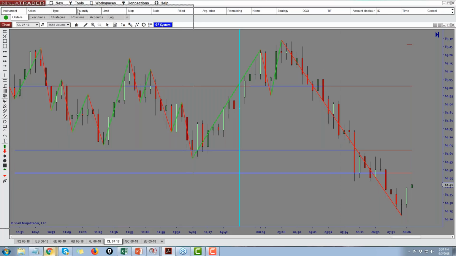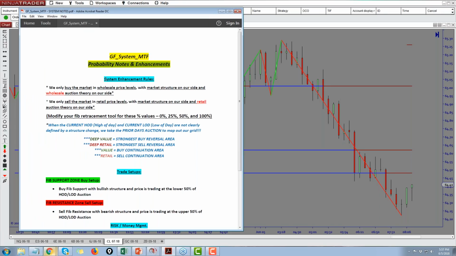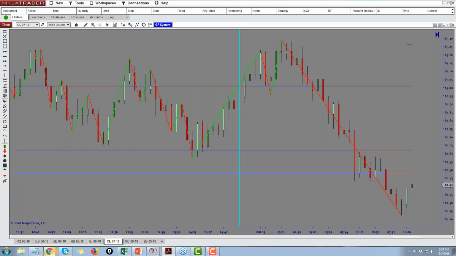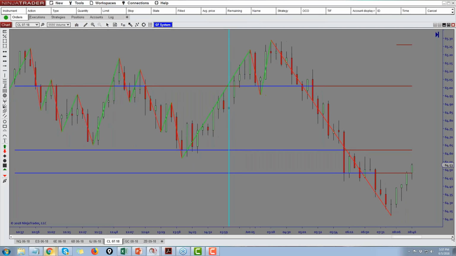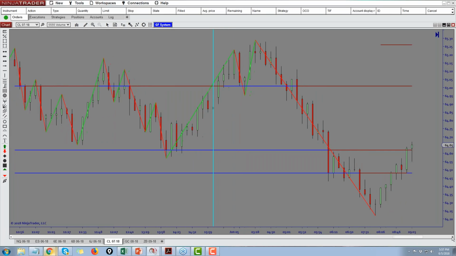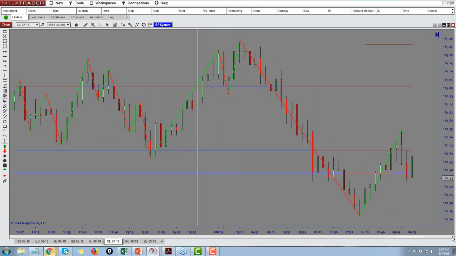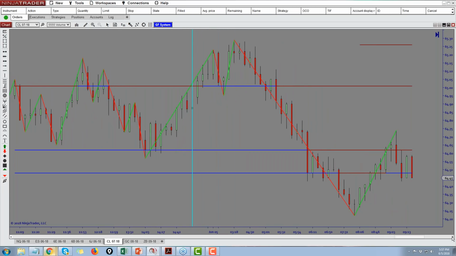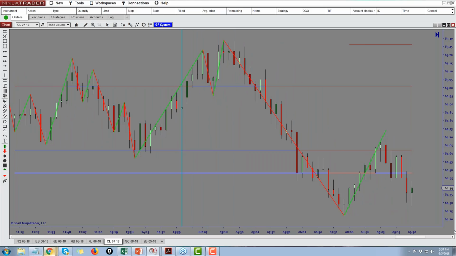It goes back to system enhancement rules. You don't buy every single support and you don't sell every single resistance. We don't sell that resistance. We don't buy that support. Do you see why price is running through the levels? Because the market doesn't know which way it wants to go.